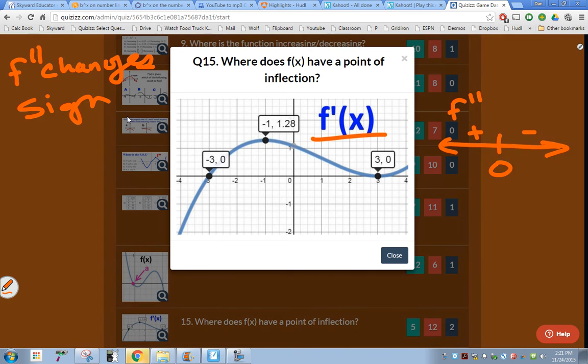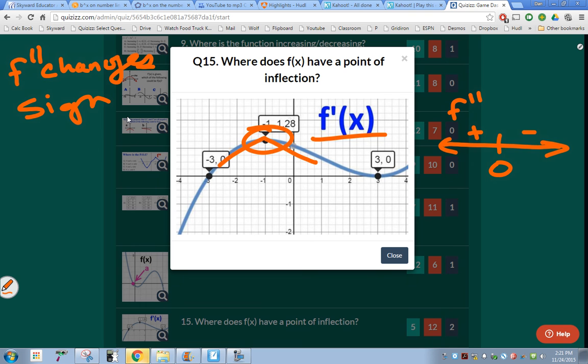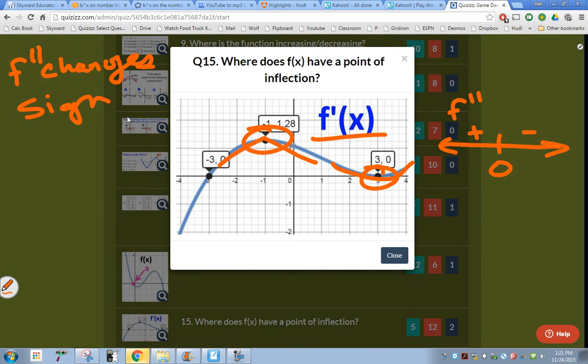Where on this graph does slope change sign? At maxes and mins. Right here, it goes from up to down. So right there is a point of inflection. Here it goes from down to up. Right there is a point of inflection. -1 and 3 should have been our answers.